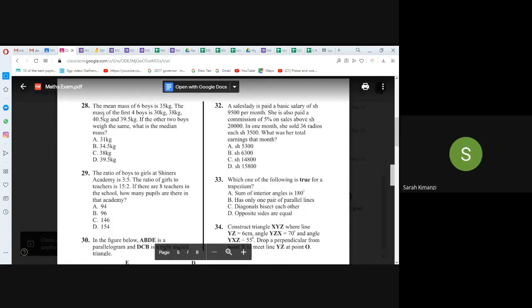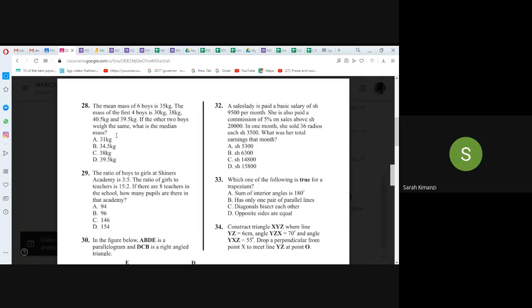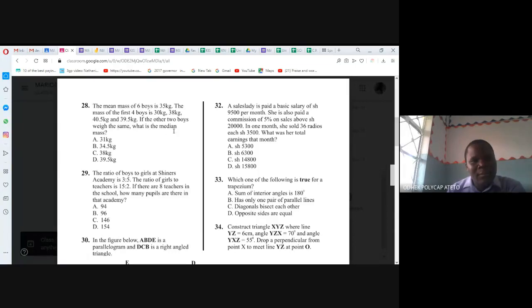The mean mass of 6 boys is 35 kg. The mass of 4 boys is 30, 38, 40.5, and 39.5. If the other 2 boys weigh the same, what is the median mass?